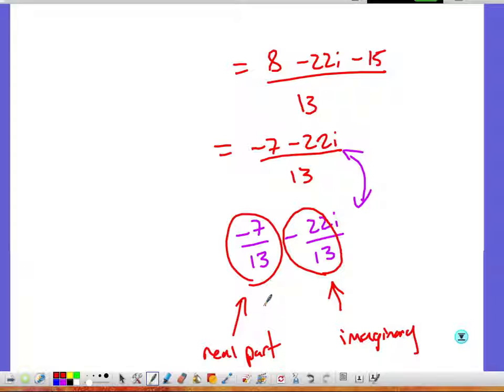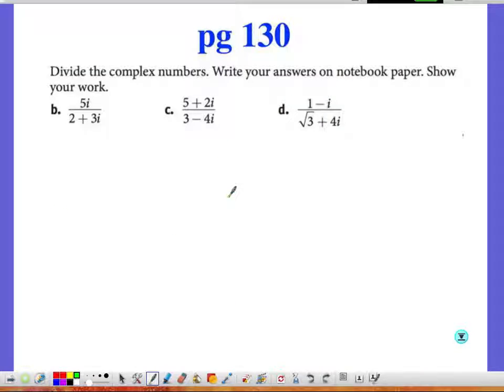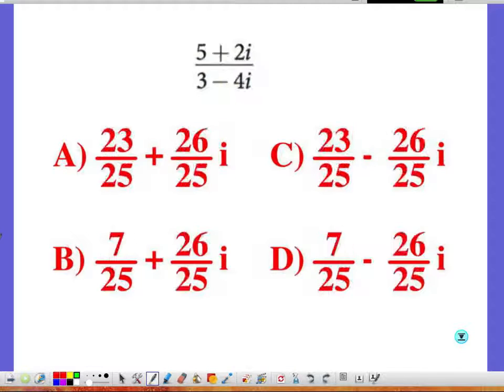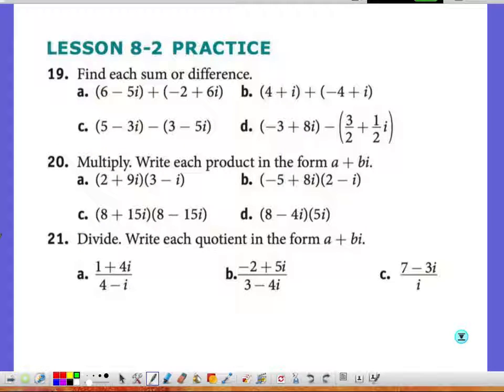So you don't want to forget to leave it in this format. Basically, a complex number can always be written as a plus bi, where a is my real part and b is my imaginary part, which is what I did here. Okay, and then finally what I had you do is get some more practice with that one, and then I had you do lesson 8-2 practice.